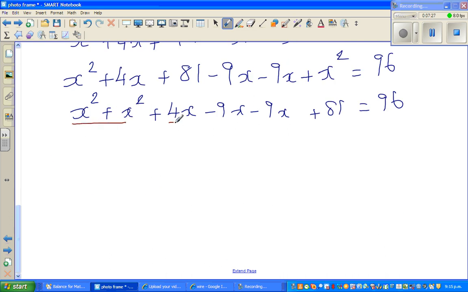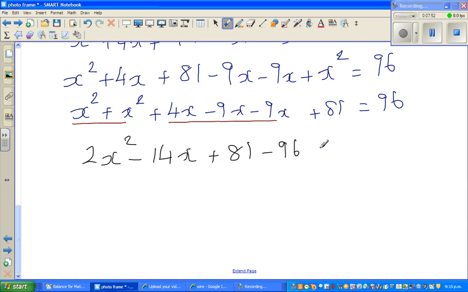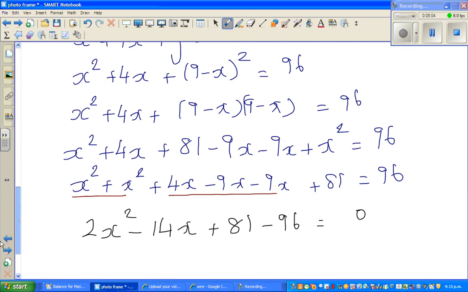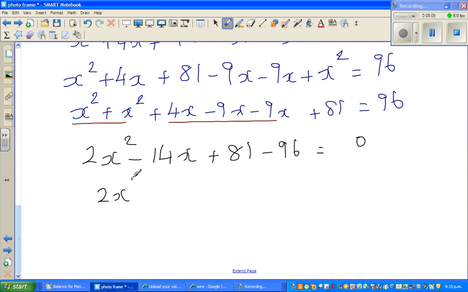So you got this group. This is the other group. So this is 2x squared. Now this is 4x minus 18x is minus 14x. So that is minus 14x. I'm taking away 96 from both sides. So it is plus 81 minus 96 is equal to 0. So what have I got? Okay, am I doing something wrong? Yeah, there's nothing wrong. Nothing seems to be wrong. So this is 2x squared minus 14x. Okay, now this is 96 minus 96 plus 81. This is 5 and this is 1 plus 15 is equal to 0.